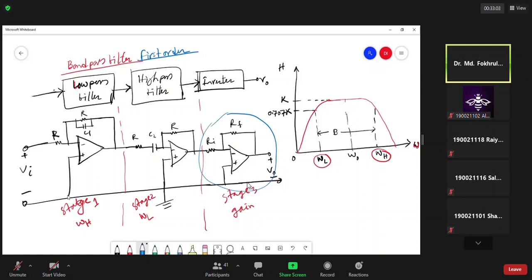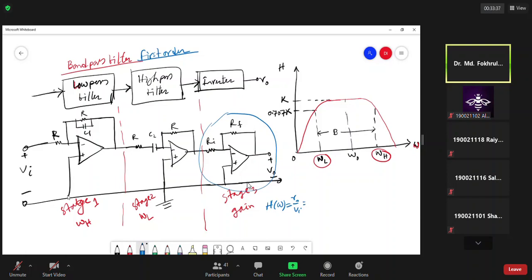And as this is a cascading circuit, we can add 3 stages together. So how can we calculate the transfer function? In case of an operational amplifier, if we cascade the circuit, then we can simply multiply the gain of each section. So H of omega, equal to V naught by Vi, will be the multiplication of the gain of each section.